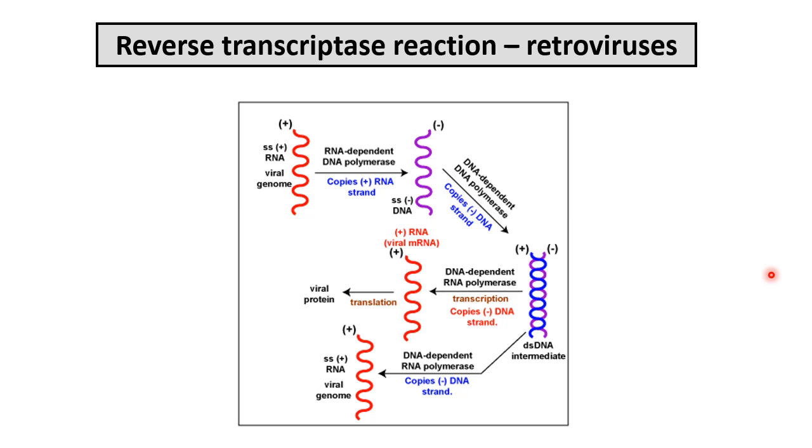Once we have the integration of the newly synthesized DNA into the host genome, it allows the virus to replicate, and new virions with RNA genome are produced. So here we have the production of RNA viral genome. And additionally, the viral RNA serves as a template for the synthesis of viral proteins.